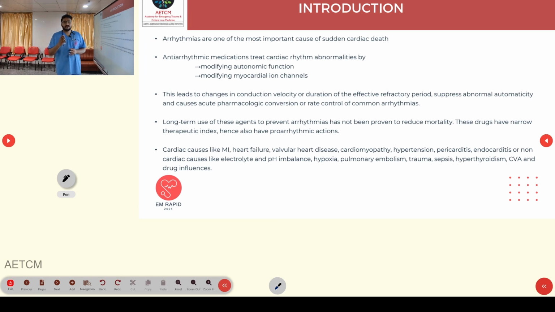We have the most common causes for these arrhythmias, such as cardiac and non-cardiac causes. In cardiac causes we have MI, heart failure, valvular heart diseases, cardiomyopathy, hypertension, pericarditis, endocarditis. Non-cardiac causes include electrolyte imbalances, pH imbalance, hypoxia, pulmonary embolism, trauma, sepsis, hypothyroidism, CVA, and other drug influences as well.